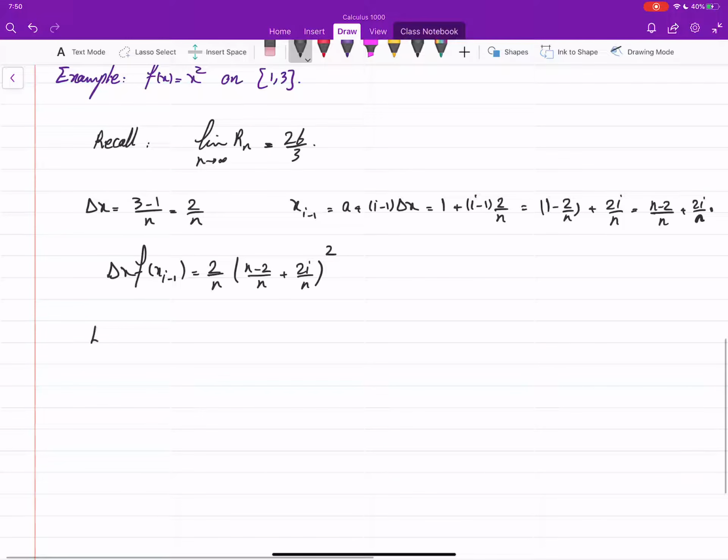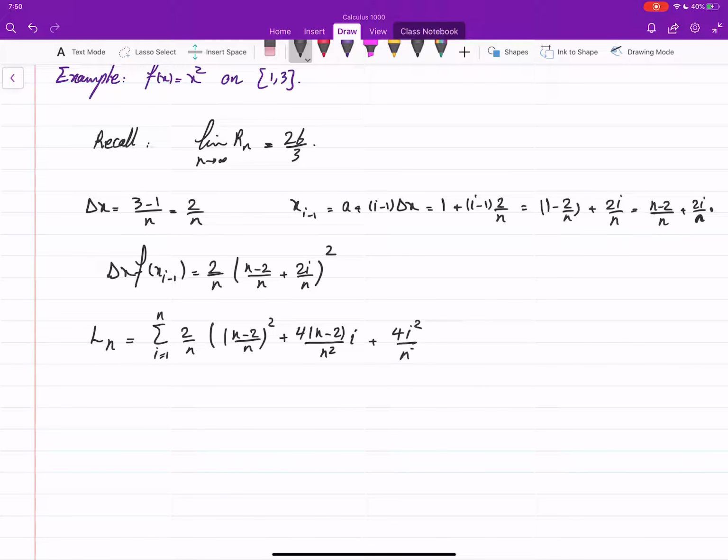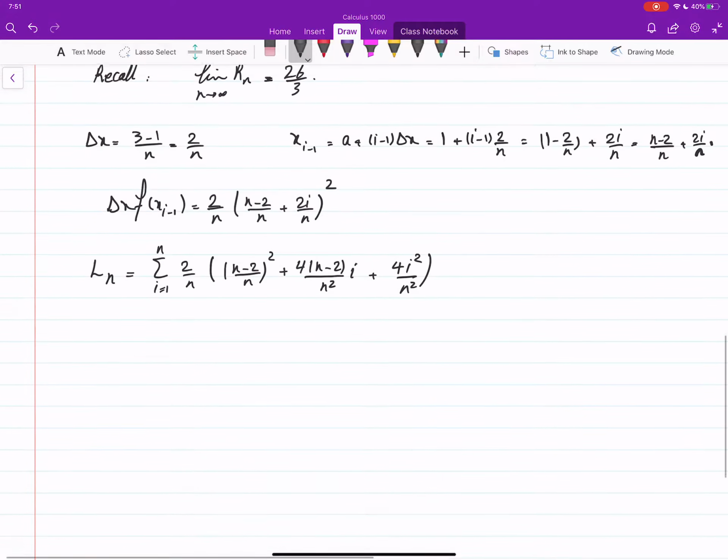And from there, you right away find Ln, which is 2 over n. Well, let me expand this part. (n minus 2 over n) squared plus 4 (n minus 2 over n squared) i plus 4 i squared over n squared. This is Ln.